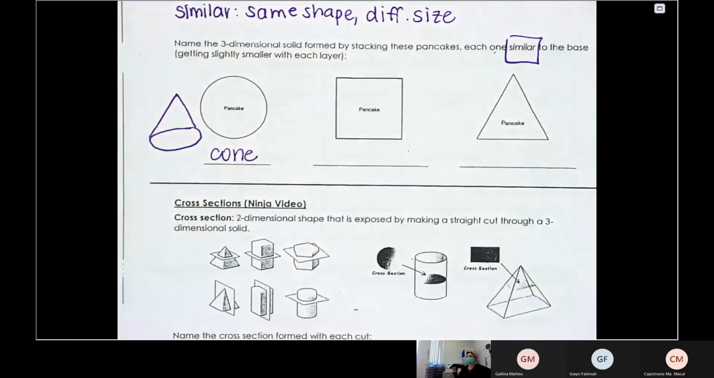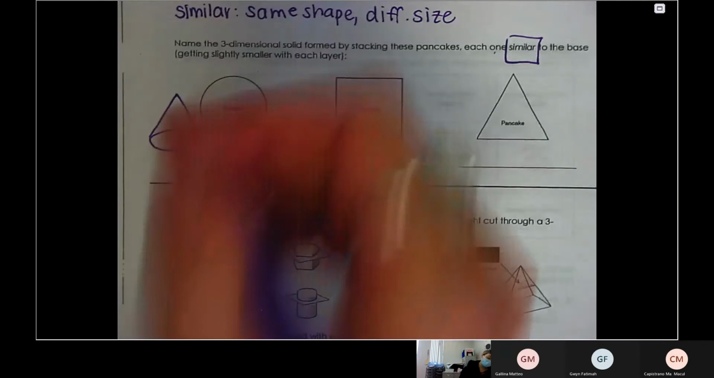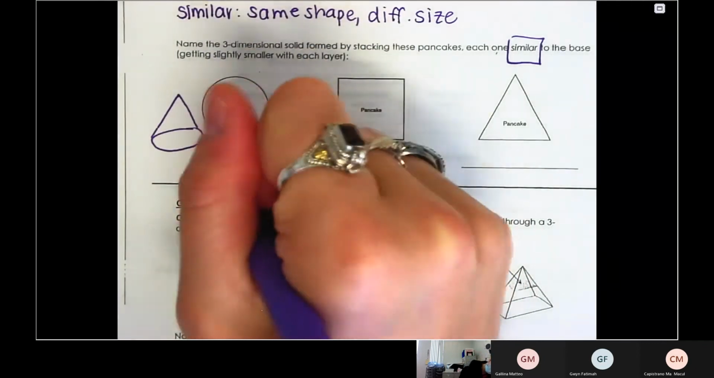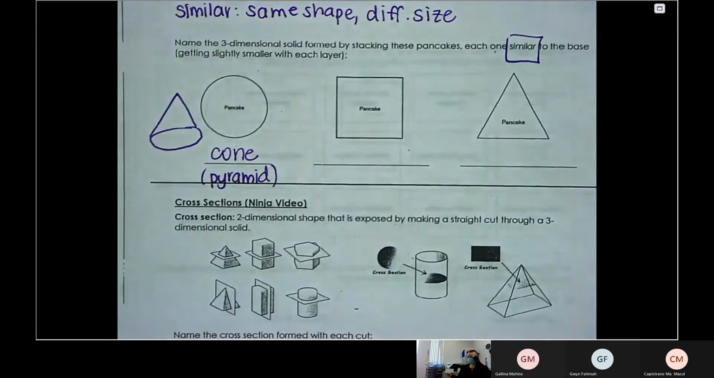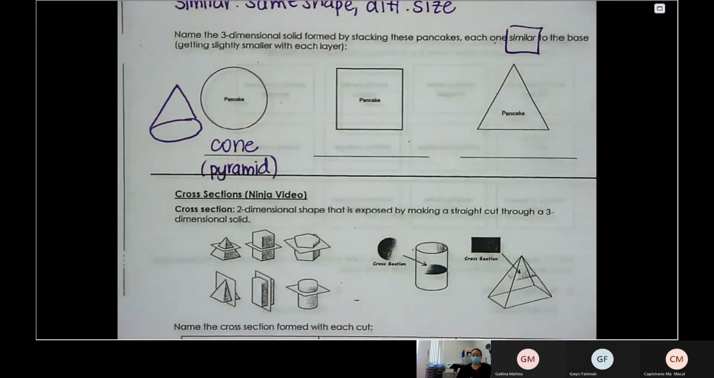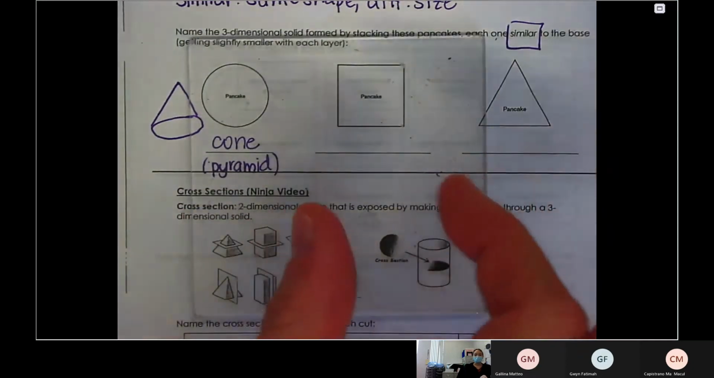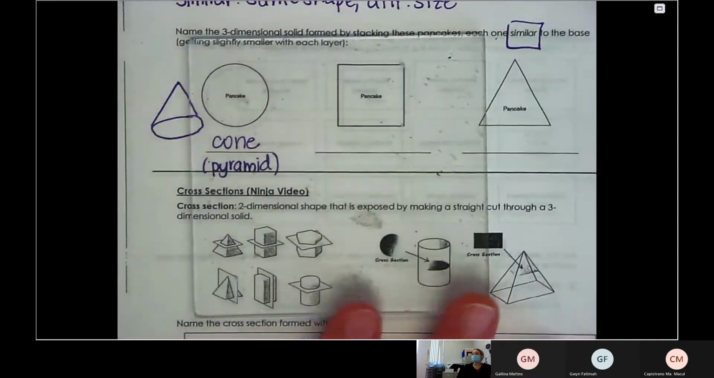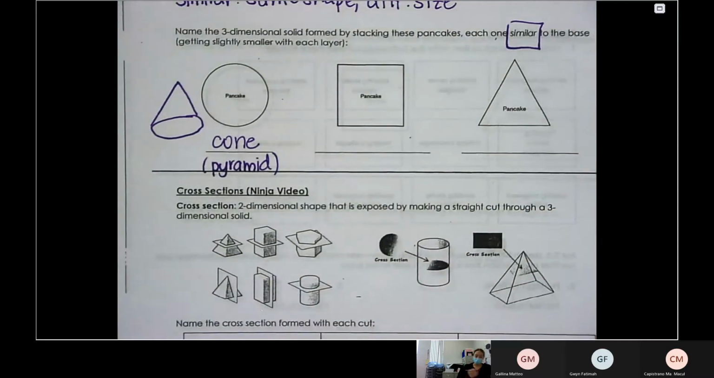And a cone is a type of what? Prism. Oh, it's not a type of prism. Pyramid. It's a type of pyramid. Good. Okay, hopefully you kind of picked up on the pattern here. Now I've got a square pancake, and again, I work my way up until it comes to a small point. What kind of shape is that? Square pyramid. Good.